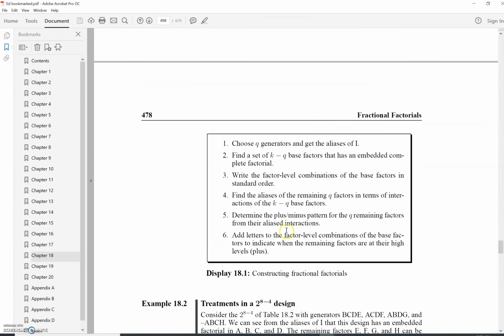But I also wanted to show you in the text on, let's see, this is page 478. He also gives just a set of steps for constructing. I'll probably have you do this one time in the homework just for a small fractional factorial. I will not have you do this for a very large one because like I said, I just would recommend software in that case.